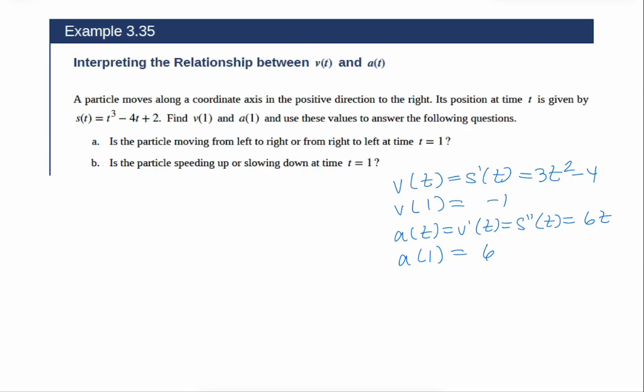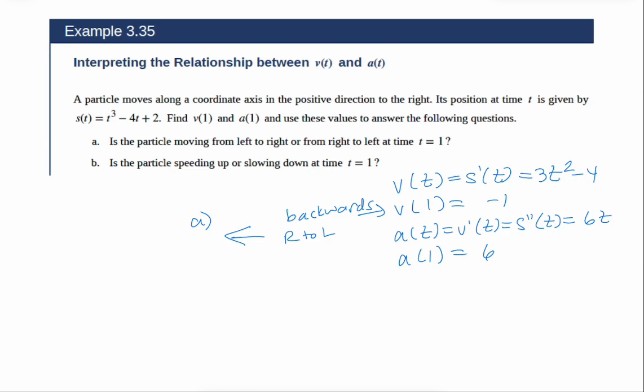Now, let's answer the questions. Hopefully we can answer these questions. At A, it says, is the particle moving from left to right or from right to left at time 1? Do you see how it has a negative there? So this means, right, they're calling right the positive direction. So that means it was going backwards. So that means that instead of from left to right, it's going from right to left. So it's going that way. Okay. So that's what that negative velocity tells us for part A.